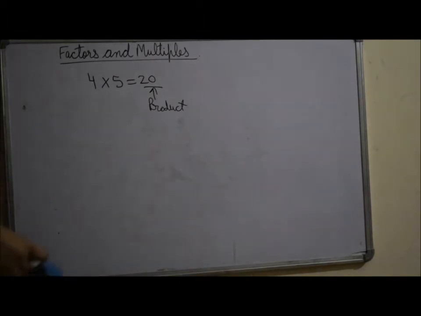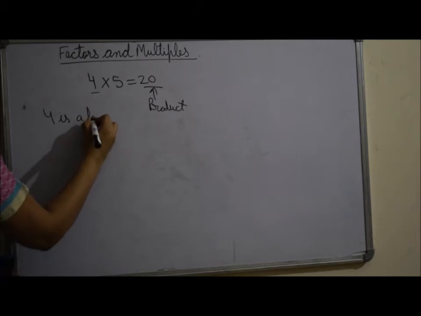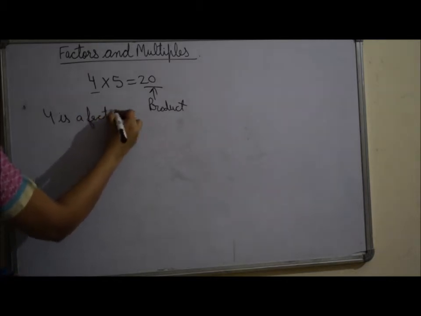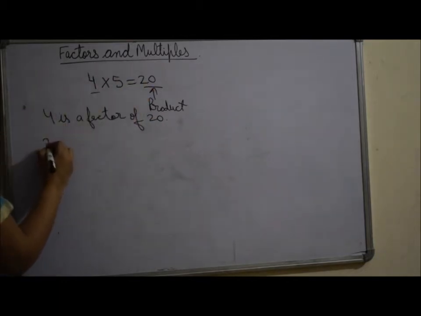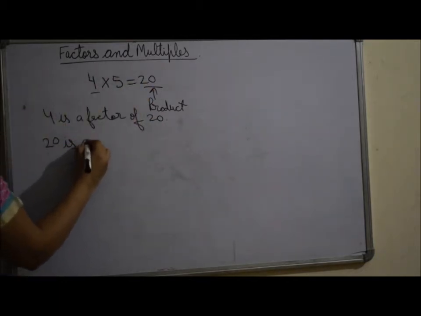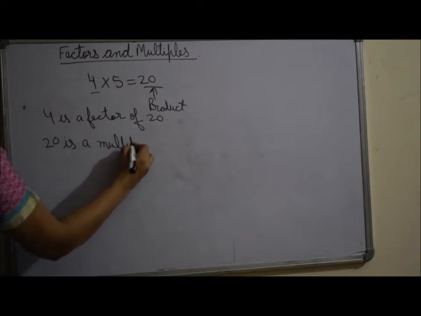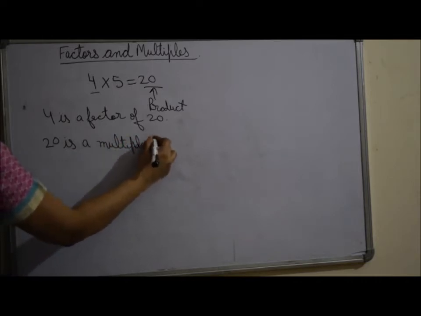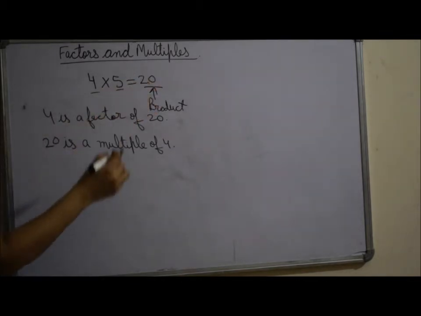What relationship does 4 and 20 have? 4 is a factor of 20 and 20 is a multiple of 4. Similarly, 5 is a factor of 20 and 20 is a multiple of 5.